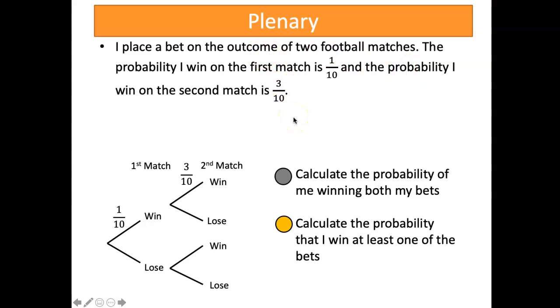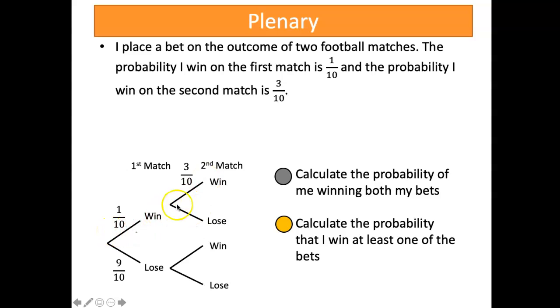Okay, so here you place a bet on the outcome of 2 football matches. The probability of winning the first match is 1 out of 10, and the probability of winning the second match is 3 tenths. So I made the tree diagram here, but I did not write all the information. We know that for the first match, the probability of winning is 1/10. Remember that I said each branch always adds up to 1. So if you have a 10% probability of winning, that means you have 90% of losing, right? So that is 9 out of 10.